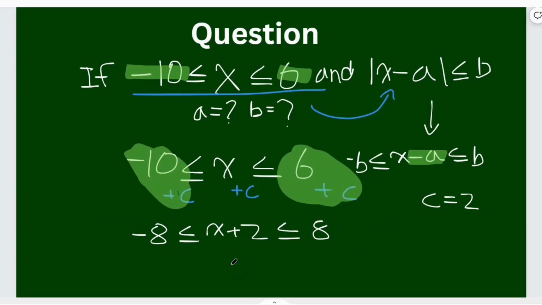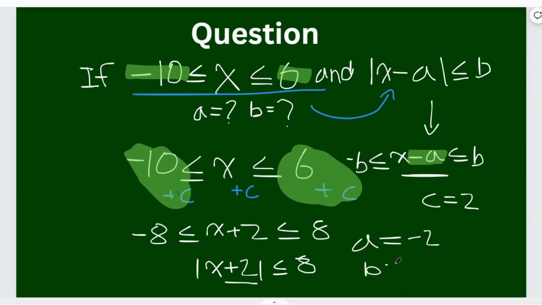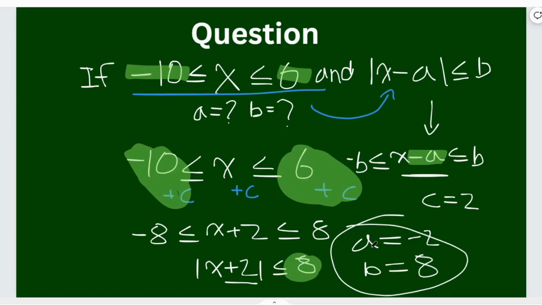So how can we write this as an absolute value? Well, we can write that the absolute value of x plus 2 is smaller or equal to 8. And notice that here you have to be a little bit careful. This is plus 2, and here this is negative a. So in this case, a is actually equal to negative 2, and b is equal to this value right over here, which is 8. And that's another way you can get the solution.